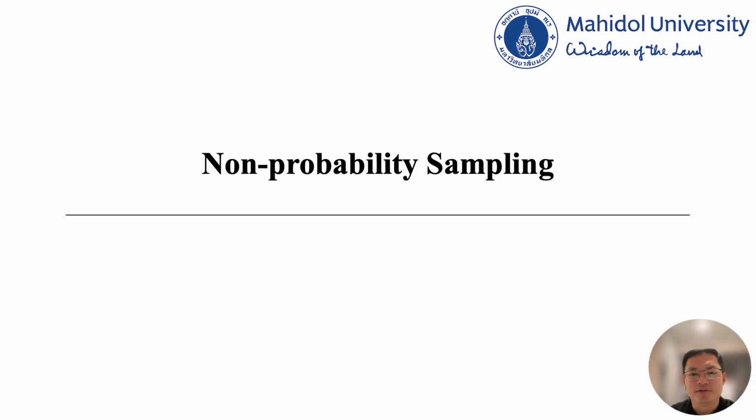Now let's look at non-probability sampling methods. These are often used when the population is hard to access or identify. The most common types include convenience sampling and snowball sampling. Although they are less rigorous, they are useful in specific contexts, particularly in qualitative or exploratory research.